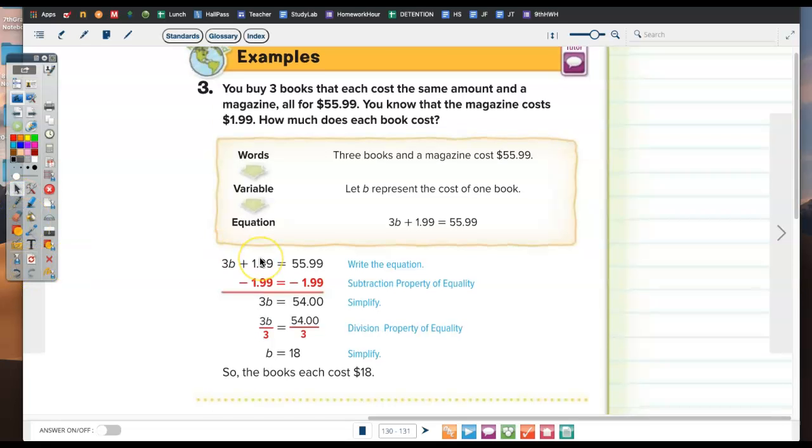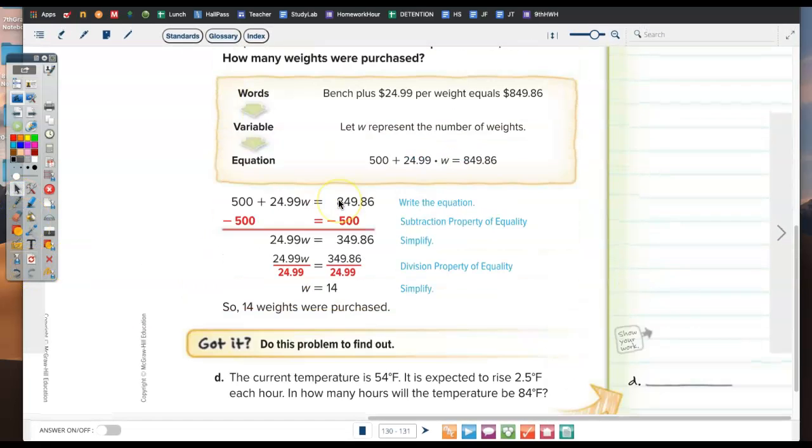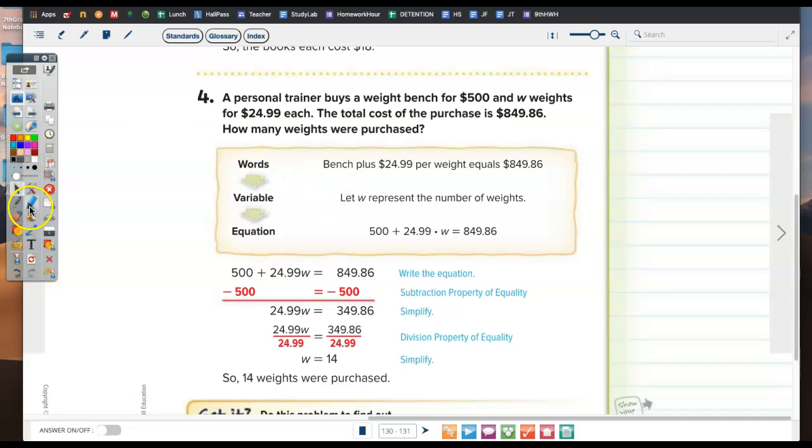All right, next example. A personal trainer buys a weight bench for $500 and W weights for $24.99 each. The total cost of the purchase is $849.86. How many weights were purchased?